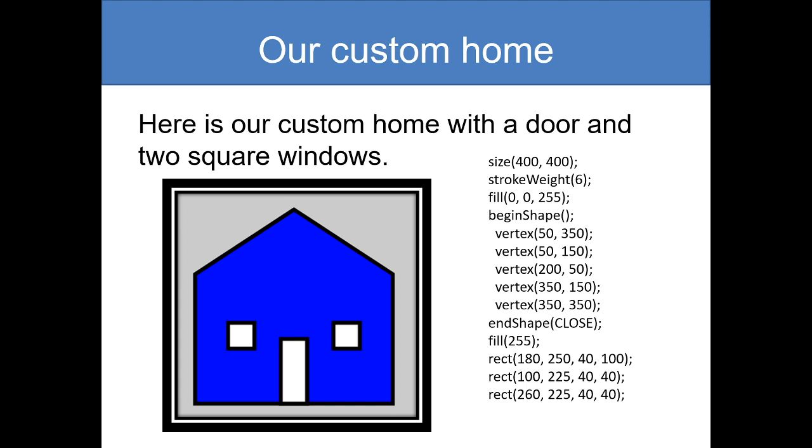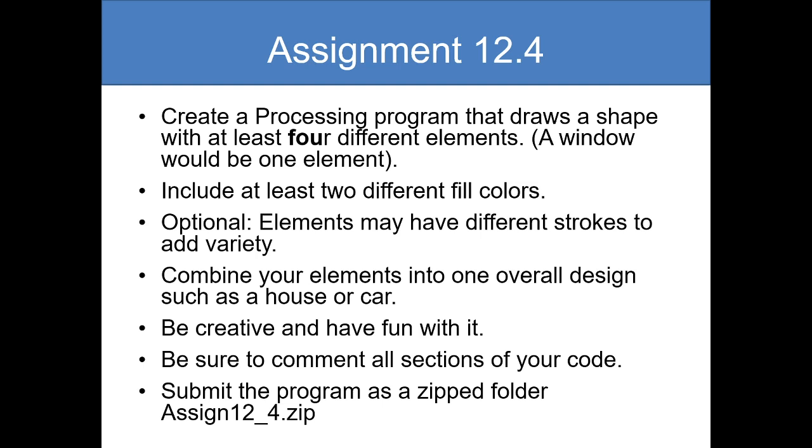So your assignment is to create a program that draws a shape of at least 4 different elements. If you make a window, that'd be considered one element. Have at least 2 different types of colors. Do different types of strokes. Sometimes a black makes sense, sometimes not. Try and make it into one overall design theme. So maybe make it a setting of a house. Try and do something kind of original.